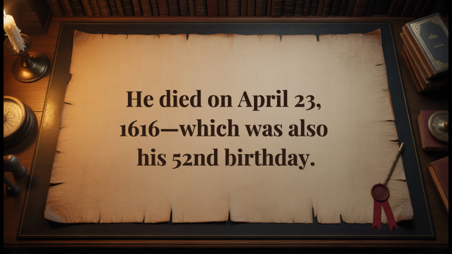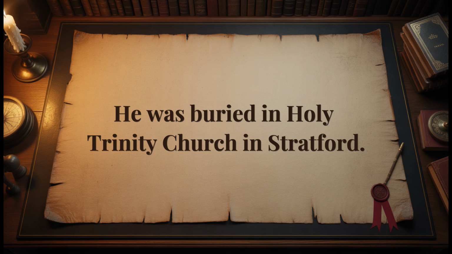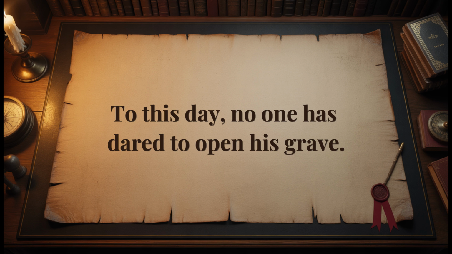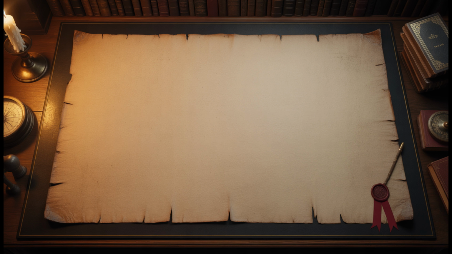He died on April 23rd, 1616, which was also his 52nd birthday. He was buried in Holy Trinity Church in Stratford. On his grave, there is a famous curse that warns anyone not to move his bones. To this day, no one has dared to open his grave.